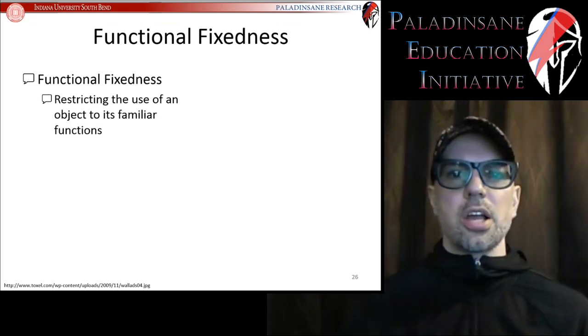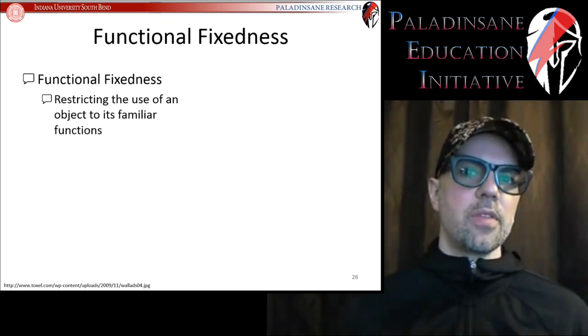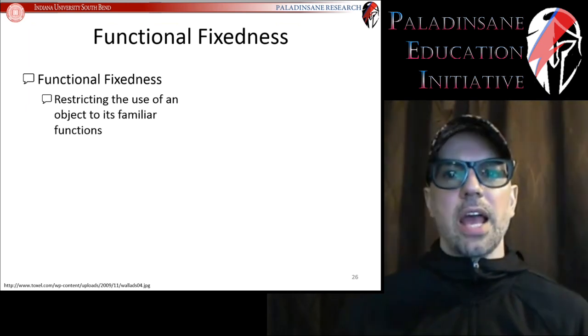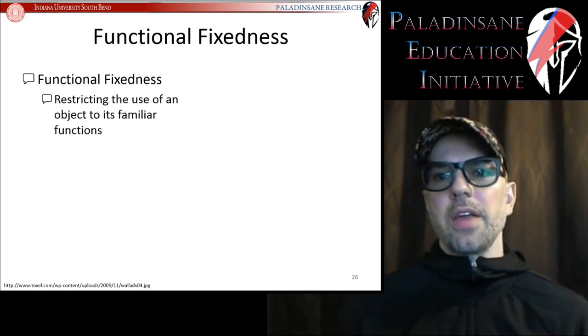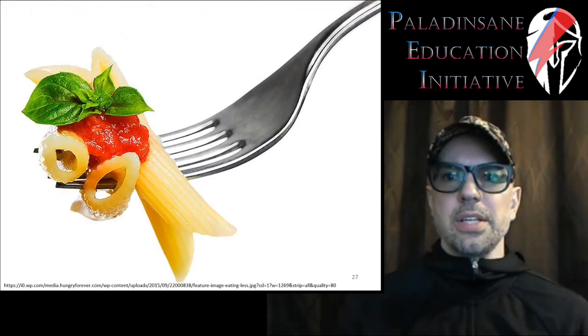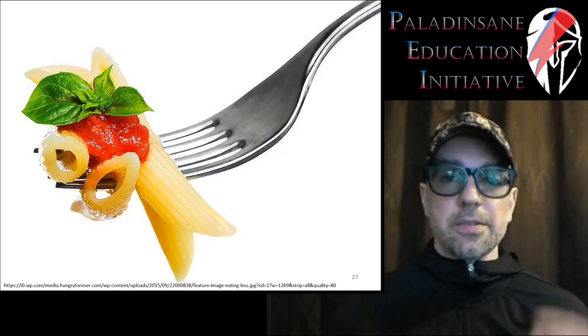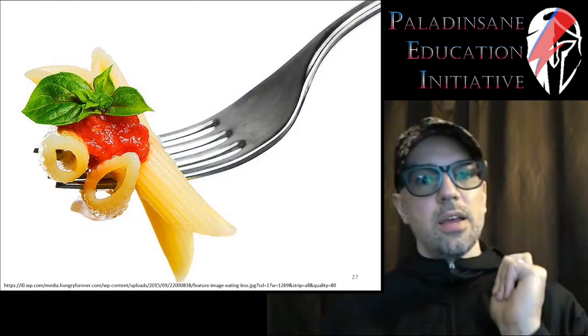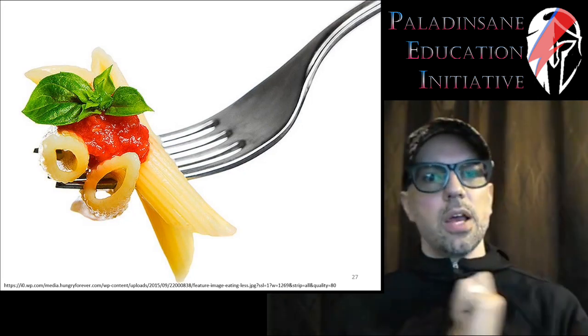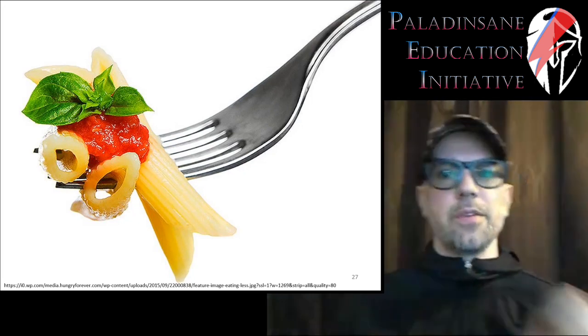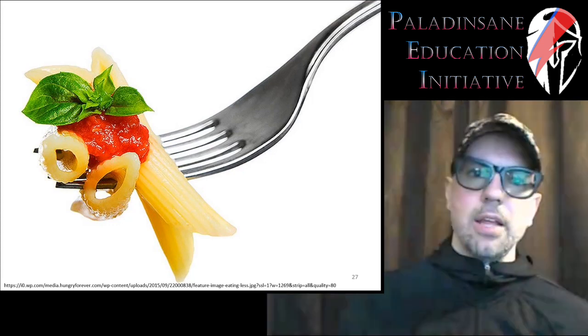And eventually you're going to come across people breaking functional fixedness with everyday items. So for example, the use of a fork is typically to eat food, right? That is functional fixedness. If you think that, to use a fork, what do you use a fork for? You use it to eat food. What is a fork good for? It's good for eating food. How do we use a fork? We use it to eat food.